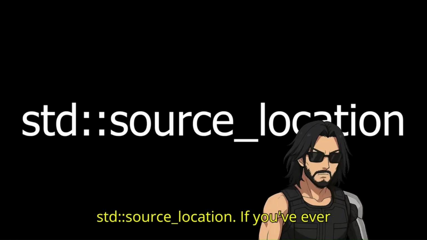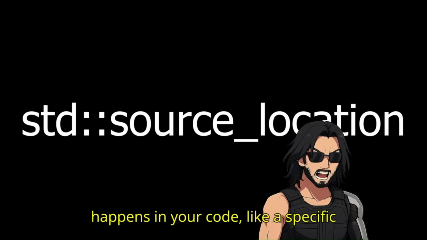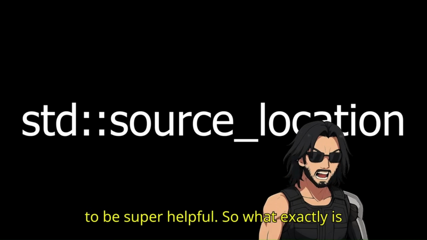In today's video, we are diving into a very cool feature introduced in C++20, std::source_location. If you've ever needed to log or track where something happens in your code, like a specific line or function, this feature is going to be super helpful.